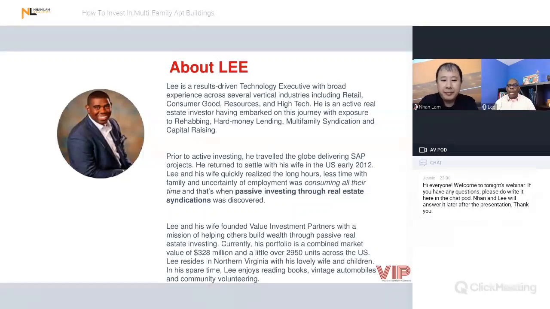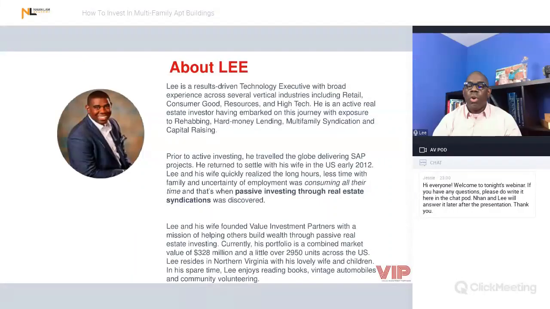So what you see at the bottom is my wife and I, when we transitioned out of doing rehabs, we made the transition over to investing in multifamily. And today we are invested in a portfolio that is equal to about 328 million, and it's a little over 2,950 doors at this point in time.